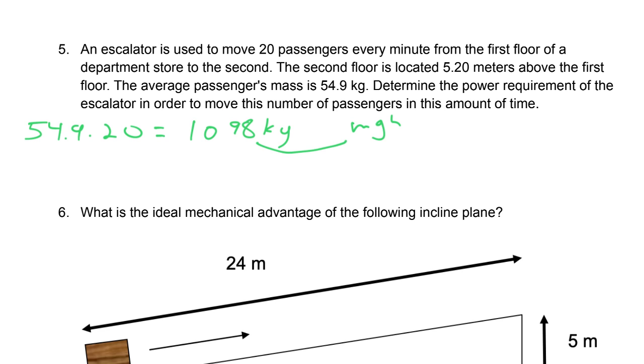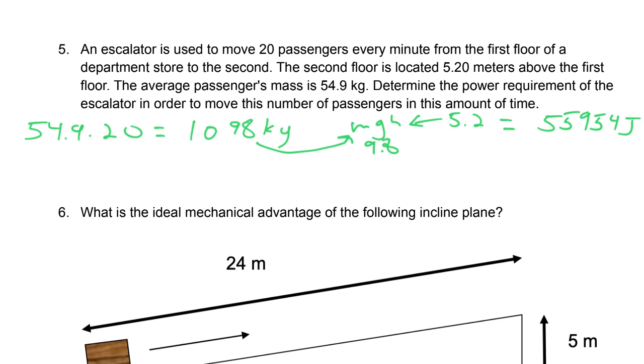So the first thing we should do is take the average mass, 54.9, and multiply by the 20 passengers. 54.9 times 20 gives us that we are going to move within 1 minute 1,098 kilograms of passengers. And now we're going to use our gravitational potential energy formula, mgh. That will go in for our mass. G is always 9.8. And these passengers are getting moved up 5.2 meters. So now multiply that number times 9.8 times 5.2 to get that all of the passengers together will have 55,954 joules of now gravitational potential energy that they didn't have before.